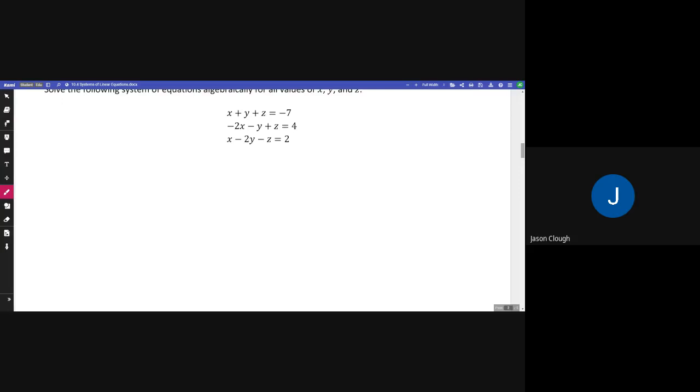For here, it really doesn't matter which term I cancel out, but I'm going to go a little different. I'm going to use the first and third and the second and third equations. So I'm going to have equations x plus y plus z equals -7 and x minus 2y minus z equals 2. And then -2x minus y plus z equals 4, x minus 2y minus z equals 2.